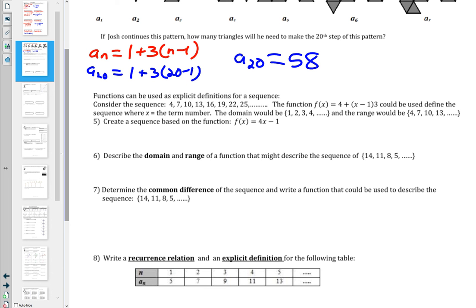Consider the sequence, blah, blah, blah. They go through this whole explanation. Let's just focus on the question, which says create a sequence based on 4x minus 1. So, table.